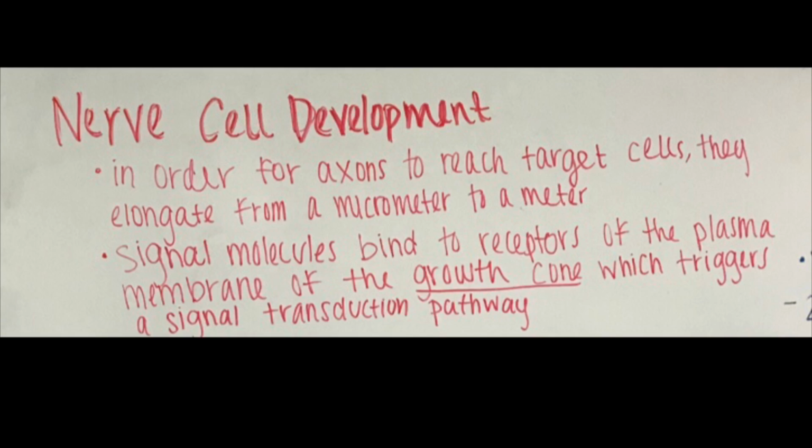Signal molecules will bind to receptors of the plasma membrane of the growth cone, which will trigger a signal transduction pathway. A growth cone is a responsive region at the leading edge of the growing axon. Cell adhesive molecules on the axon's growth cone attach to complementary molecules that serve as a track for the axon to follow. Throughout the development, the growing axon expresses different genes.